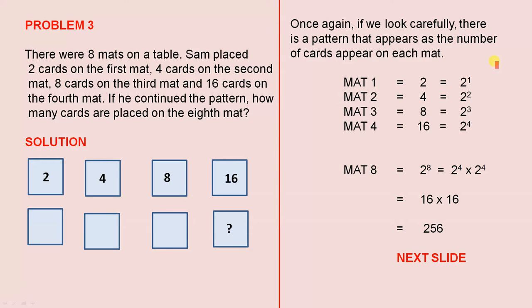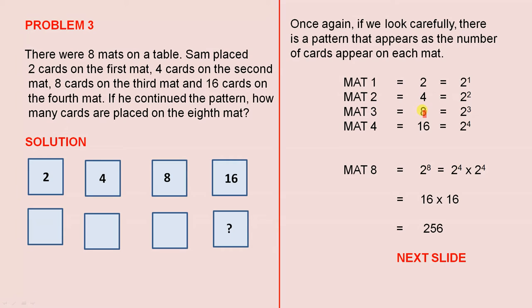Once again, if we look carefully, there is a pattern that appears as the number of cards appear on each mat. Mat 1 has 2 cards, which is 2 to the power of 1. So mat 1 is 2 to the power of 1. Mat 2 has 4 cards, which is 2 to the power of 2. So mat 2 is 2 to the power of 2.